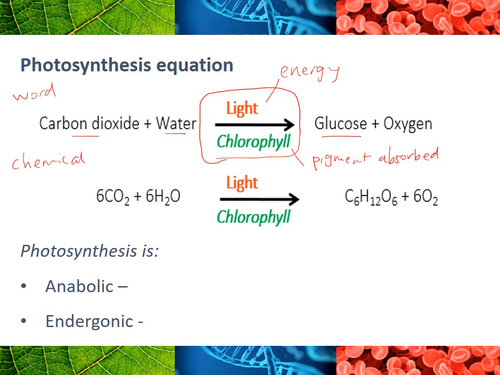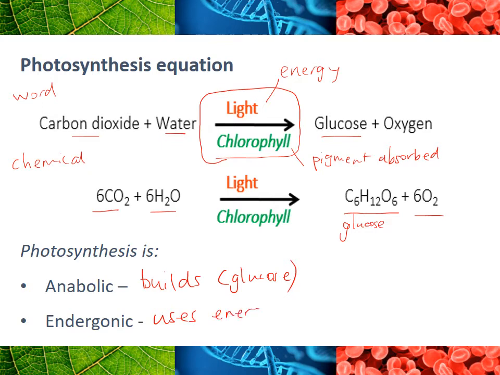And if we go down to our chemical equations, we just put some numbers to those. So it's 6 carbon dioxide and 6 water inputs. We still write light or chlorophyll, and then we have our glucose molecule, so C6H12O6, and 6 oxygen output. It's also important to know that photosynthesis is an anabolic process, so it builds, and in particular it's building a glucose molecule, and it is endergonic, it uses energy. Okay, the process of building something up requires the use of energy.